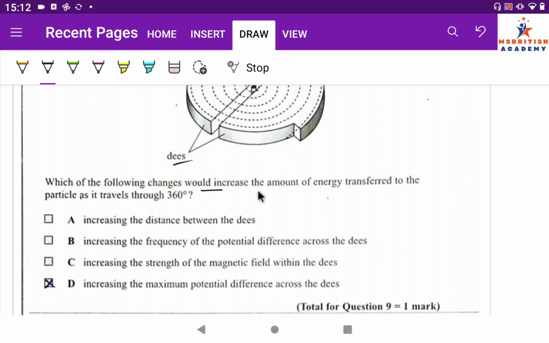We know the formula: the kinetic energy can be written as Q times V. So if we increase this voltage, the kinetic energy will increase. So increase the maximum potential difference across the discs. Overall we will increase the potential difference, so finally kinetic energy will increase, and by the increase of kinetic energy, the amount of energy transferred to the particle as it travels through 360 degrees increases.